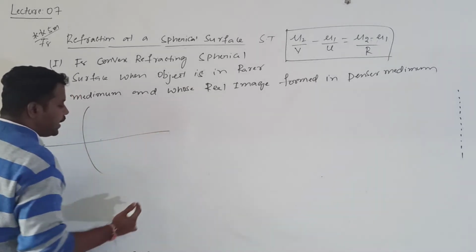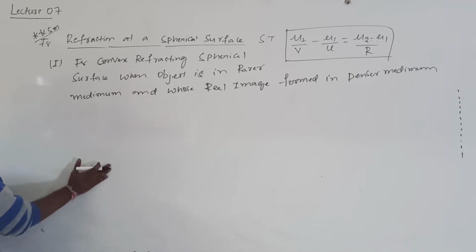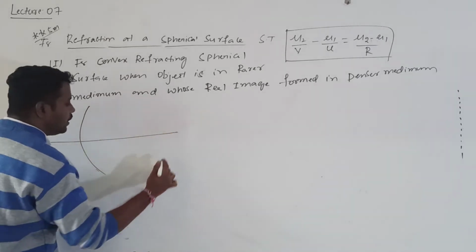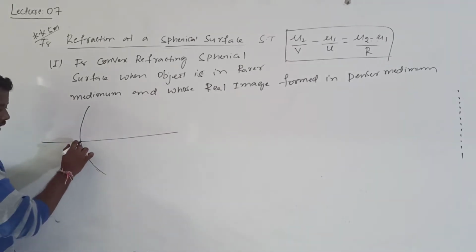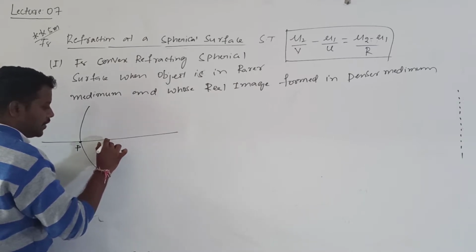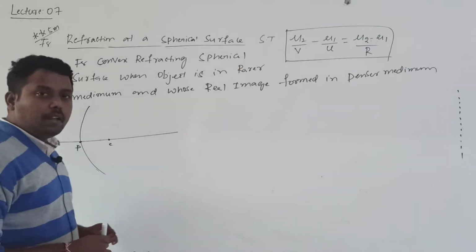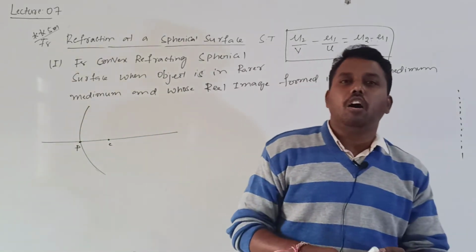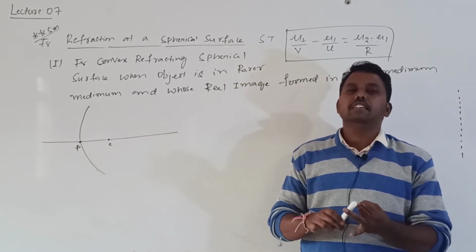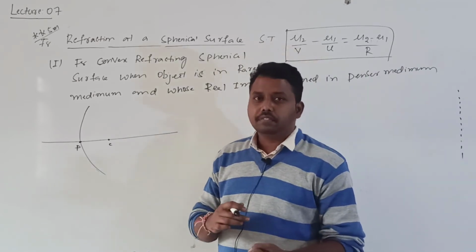For deriving this, let me consider a convex refracting surface. A refracting surface which is convex towards the rarer medium is called a convex refracting surface. So this is my convex spherical refracting surface. This one will be the pole, and here is the center of curvature. But assumptions you keep in mind: object will be of point size placed on the principal axis, angle of incidence and angle of refraction are very small, and aperture is very small.